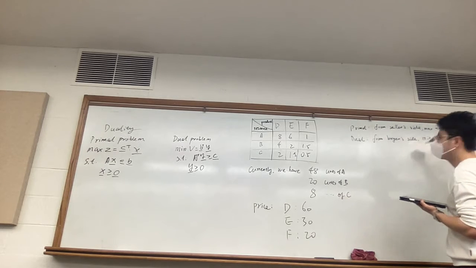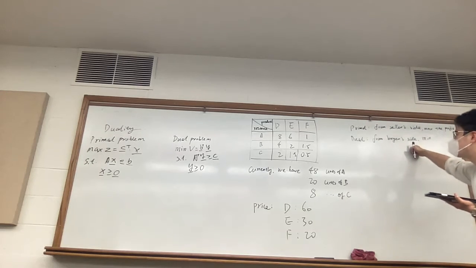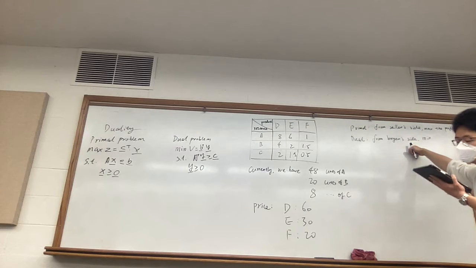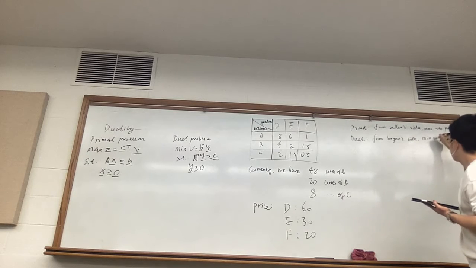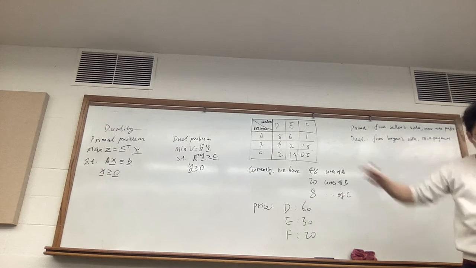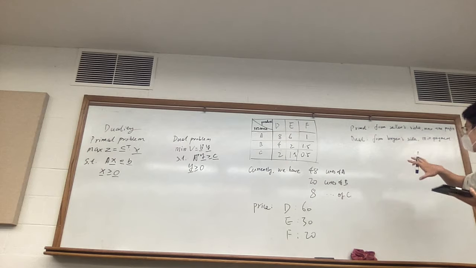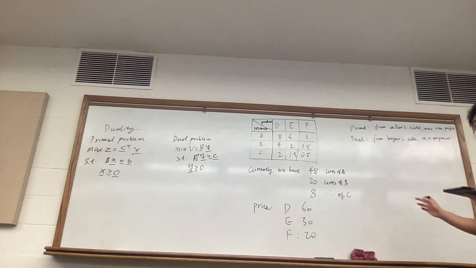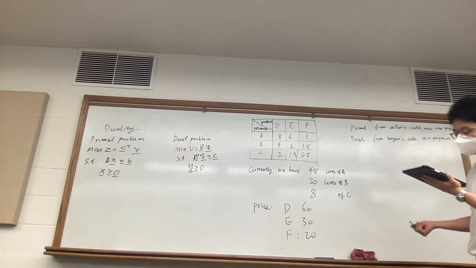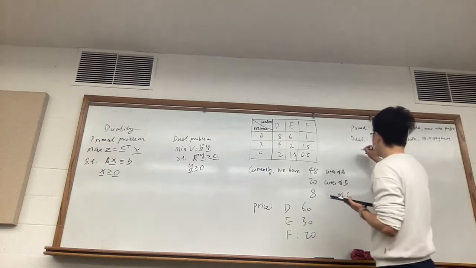So what would we minimize if we are thinking from the buyer's side? Suppose I am the buyer of these products, D, E, F. What do I want to minimize? Minimize the cost, right? That is to say, minimize the payment, or the cost that I pay to this manufacturer. These are two ways of thinking, but actually they are equivalent, from the seller side or from the buyer side. So how do we construct our primal problem?